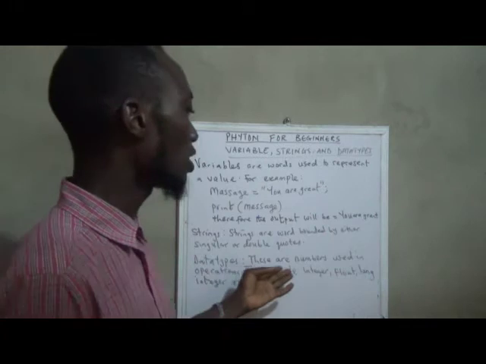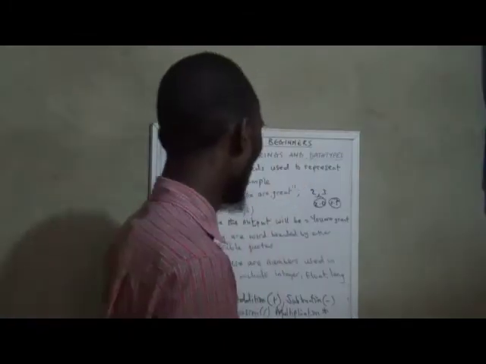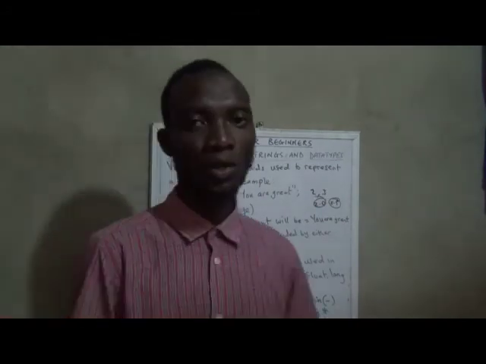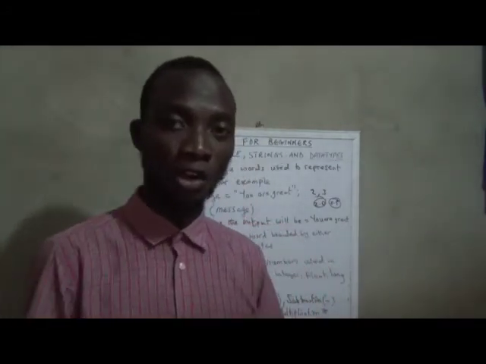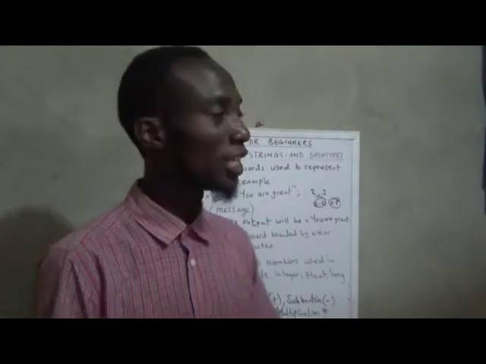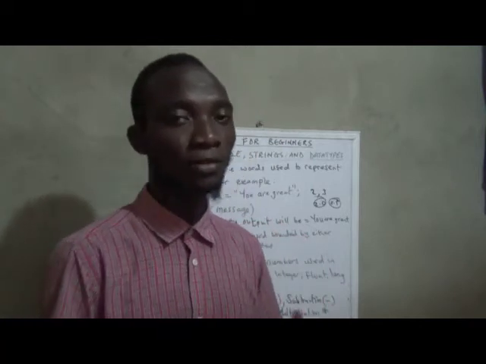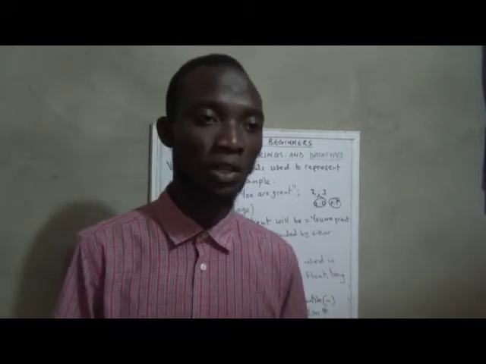Data types, these are numbers used in operations. Operations such as what? We have the long int, we have the short int, we have the float, and we have the integer. The int are the numbers without decimal number, while the float are the numbers with decimal number.